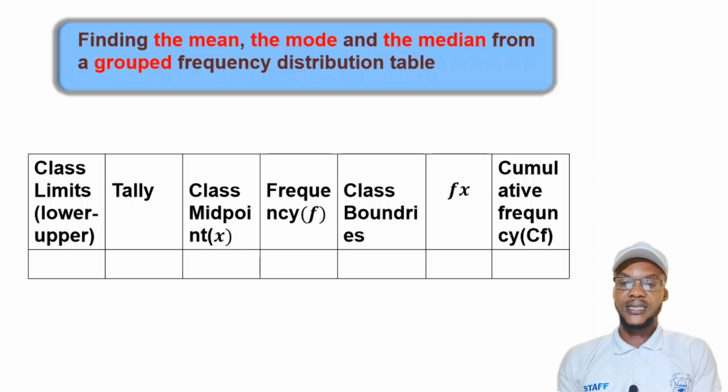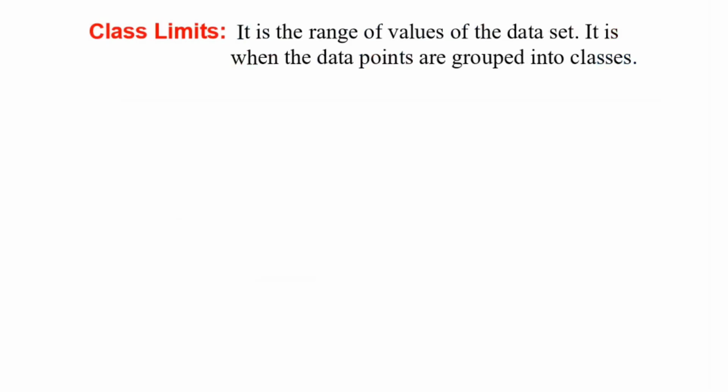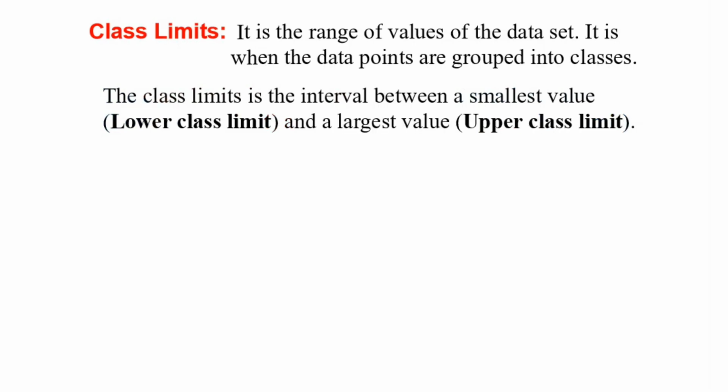All right, let's go through these various headers. When we talk of a class interval, what does it say? We are saying that it is the range of values of the data set when the data points are grouped into classes. So as I said earlier, when we put them into classes, the class interval is the interval between a smallest value, which is known as the lower class limit, and a largest value, also known as the upper class limit.